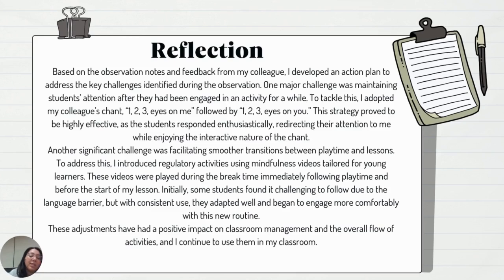In the reflection stage, based on the observation notes and feedback from my colleague, I developed an action plan to address the key challenges identified during the observation. One major challenge was maintaining students' attention after they had been engaged in an activity for a while. So to tackle this, I adopted my colleague's chant, 1, 2, 3, eyes on me, followed by kids repeating 1, 2, 3, eyes on you. This strategy proved to be highly effective as the students responded enthusiastically, redirecting their attention to me while enjoying the interactive nature of this chant.